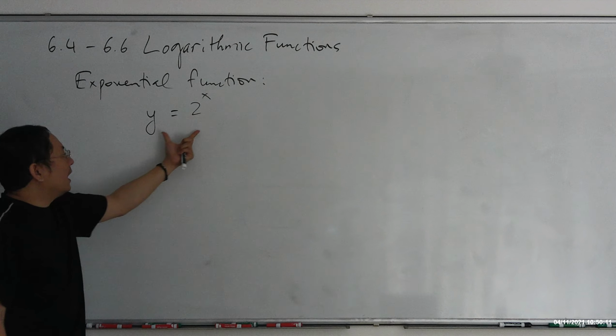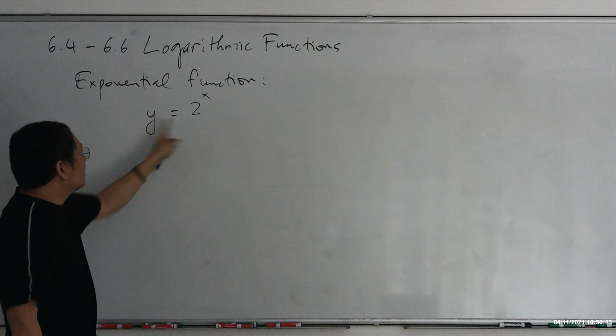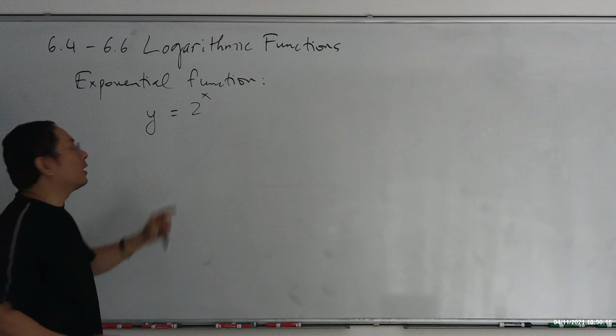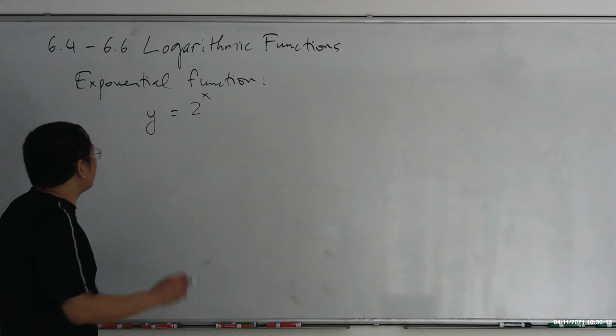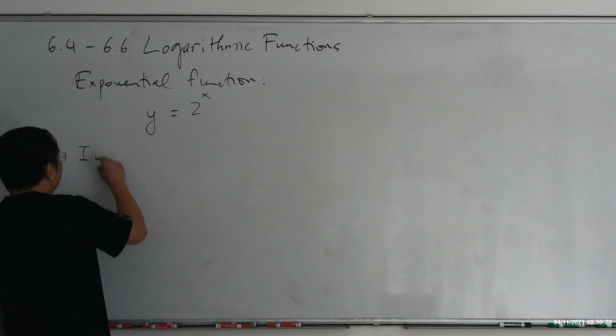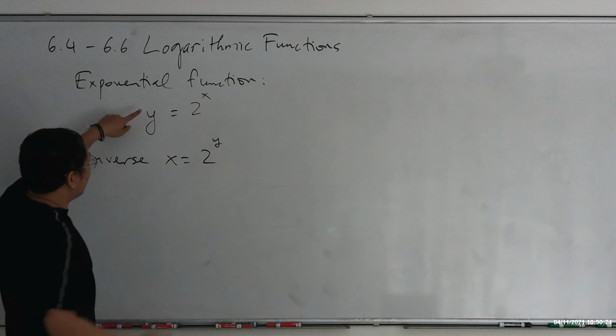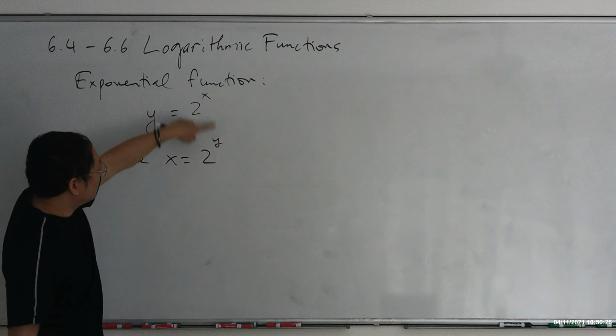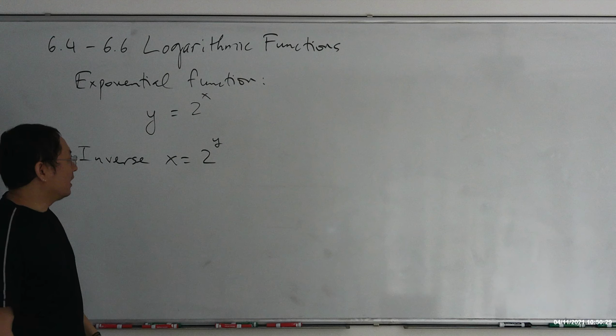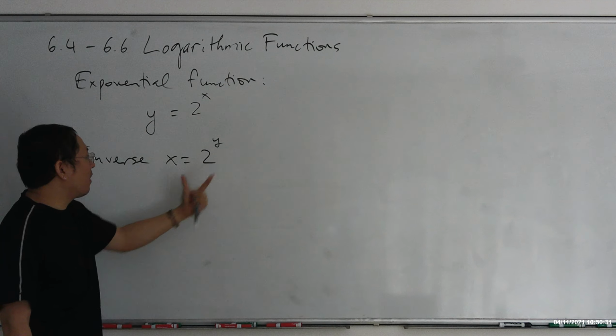And we learned how to find the inverse of a function. So we interchange the role of x and y, input and output. If this is your exponential function, then the inverse is going to be x equal to 2 to the y. You see what I've done? y now becomes x and x becomes y. I have this, okay? But we have to solve for y. We have to write y in terms of x.